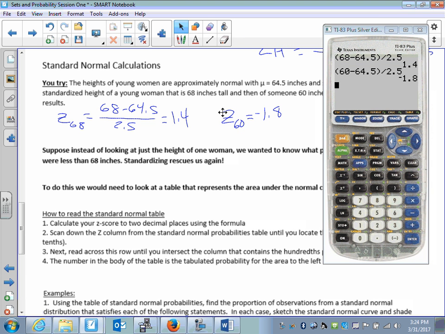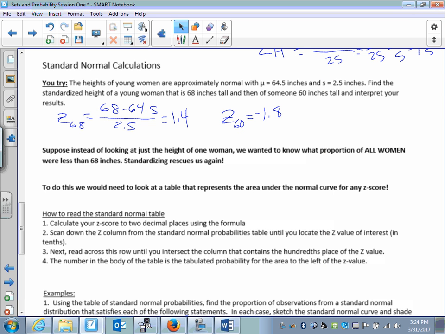Now, it says interpret your results. Well, the results are that a woman that's 68 inches tall is 1 4/10 standard deviations above the mean. And someone who's 60 inches tall is 1 8/10 or 1 4/5 standard deviations below the mean. So the 68-inch person is taller than the 60-inch person. I'm not sure what else we could do to interpret the results, okay?